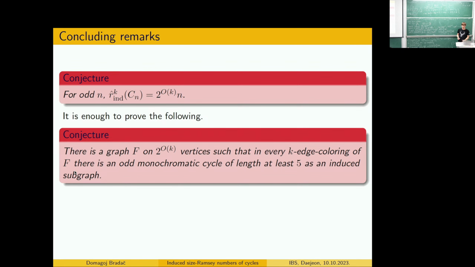And with our approach, it would be enough to construct a gadget graph which has the following property. It's a graph on exponential in k vertices, hence has exponential in k edges, such that no matter how you k edge color it, you find a monochromatic odd cycle of the given length as an induced subgraph. Okay, so if you find such a gadget graph with our machinery, you get the bound above for the odd induced cycles. That's all I have to say, so thank you.